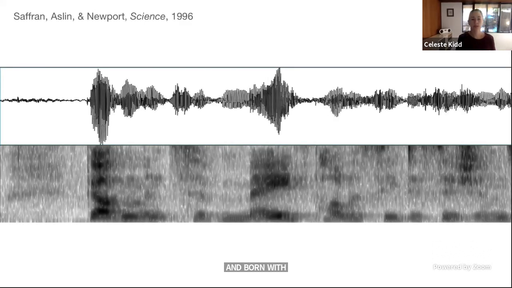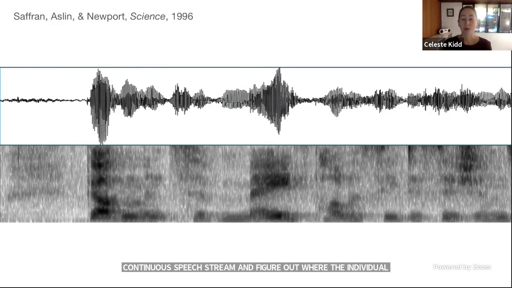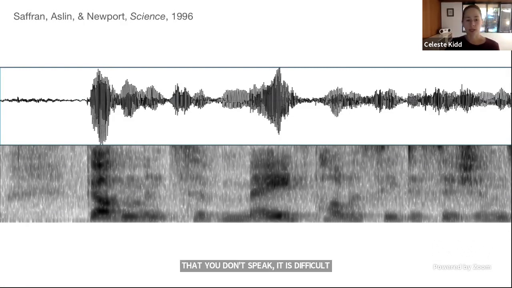One of the major pieces of evidence that we have for infants' ability to do statistical learning is work by Jenny Saffran with Dick Aslin and Elissa Newport. This work examined how infants hear a continuous speech stream and somehow figure out where the individual words are. Unlike words on the written page, spoken words don't have any breaks between them. If you ever heard a language that you don't speak, it's difficult to pull out just one word from it. So that's the position that infants are in when they're learning their target language.